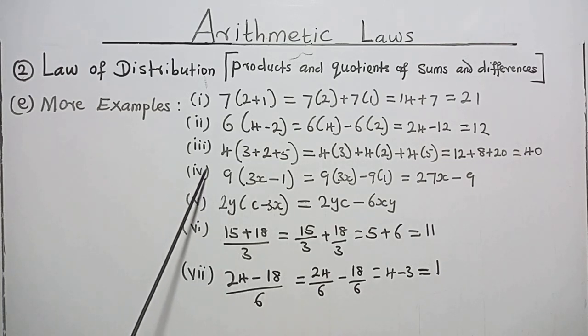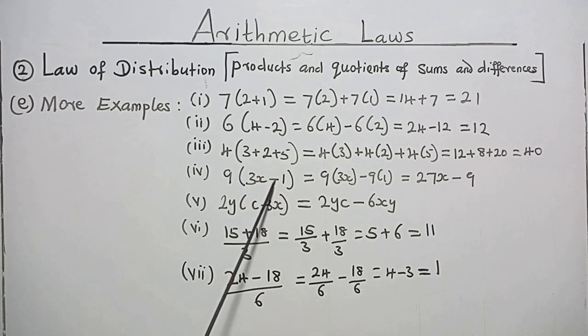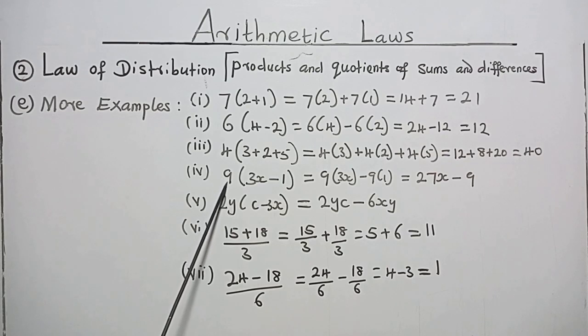Next, that's number 4. We have 9 bracket 3x minus 1. In this case, we have a variable. In fact, the arithmetic laws were invented especially for math operations involving variables. The reason is that the default method always works for pure arithmetic, but default methods do not work for algebraic arithmetic. So here we have 9 bracket 3x minus 1.